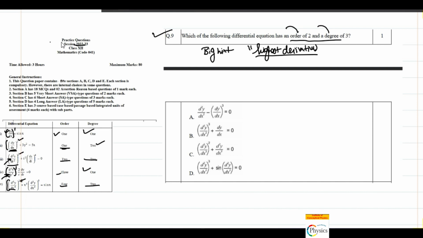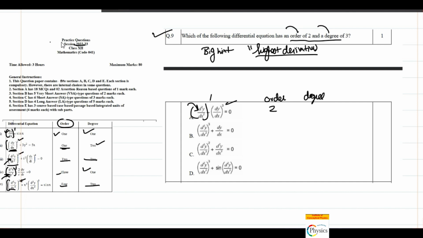Coming back, I hope this is clear in your mind. The focus is always the highest derivative. Just be very careful on that part. Okay, now notice the CBSE question. Now I will do this. You can see the highest order is d square y by dx square. So let me write the order and degree. The order is obviously 2, but the degree, the power of the highest derivative, is 1.